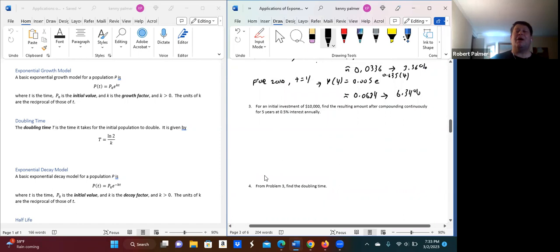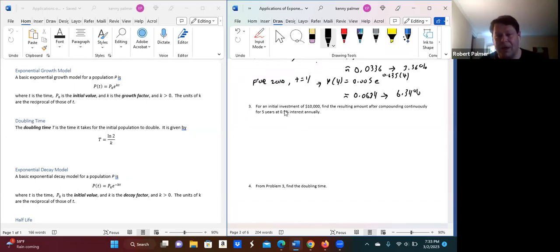Okay. Now this one is about money. For an initial investment of $10,000, find the resulting amount after compounding continuously for 5 years at 0.5% interest annually. Now, this model we can actually use for what's called continuous compounding. You may have studied other kinds of math involving interest rates and growth. There are different kinds of exponential functions involving compounding. You can compound per year, per month, per week, per day. But the limit, the fastest you can get, is what's called continuous compounding, which uses this formula here.